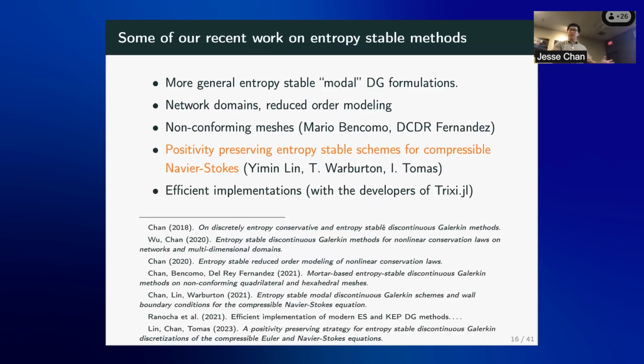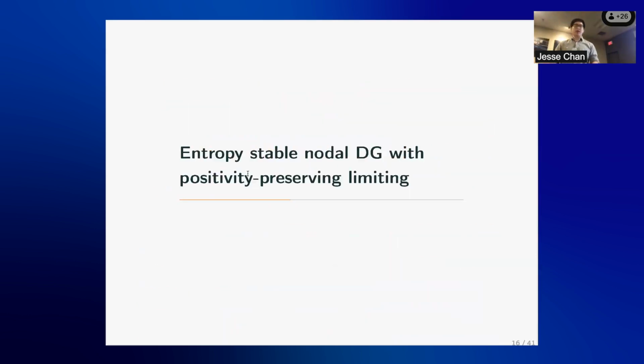So this was done way back in the day. This is essentially just a history recap at this moment. And what got me interested was in 2018, I started working on more general entropy stable modal formulations because I wanted to use something other than these nodal collocation approximations. And we've done a whole bunch of work on network domains, reduced order modeling, non-conforming meshes, which basically use this same sort of general formulation. However, more recently, we've also gotten interested in how to demonstrate that you can really make bulletproof, uncrashable simulations using these entropy stable methods. That is the work that we'll focus on today with these positivity preserving entropy stable schemes, specifically for compressible Navier-Stokes.